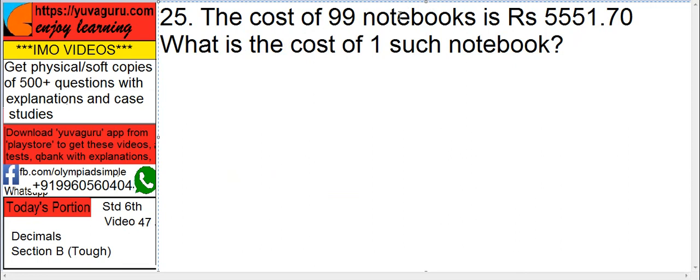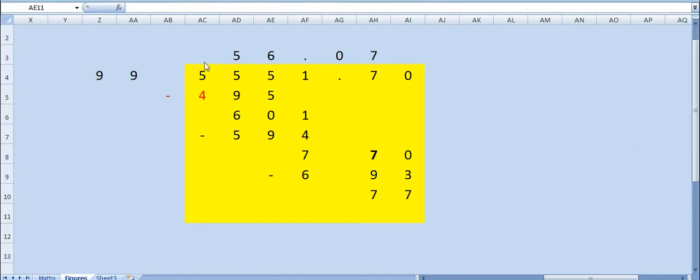Cost of 99 notebooks is 5551.70. What is the cost of one such notebook? See, this division I have shown it over here. Rest of the division is simple. Only the problem is of this zero.